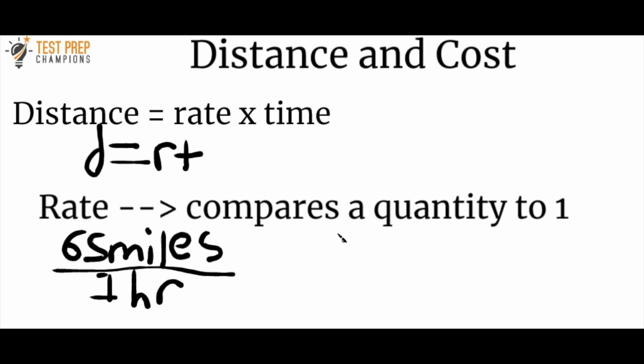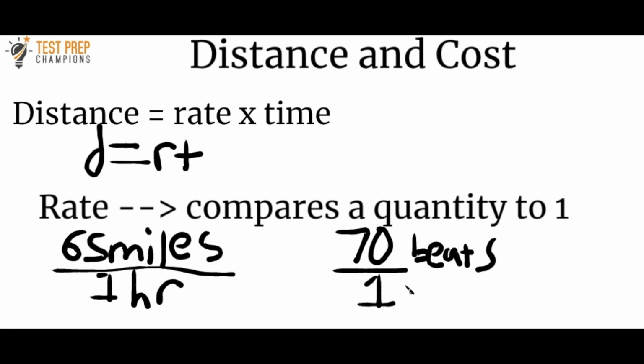So another one could be your heart rate. So for example, let's say that someone goes to the doctor and the doctor takes their blood pressure and does some tests and says your heart rate is 70 beats per minute. So what does that really mean? 70 beats per 1 minute is what it means. So that's an example of a rate.